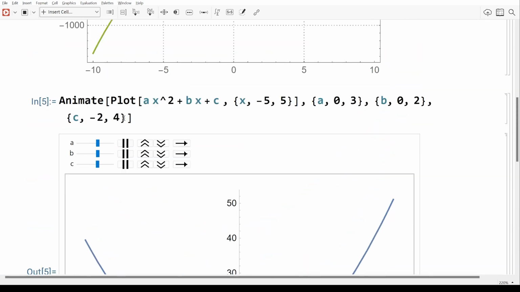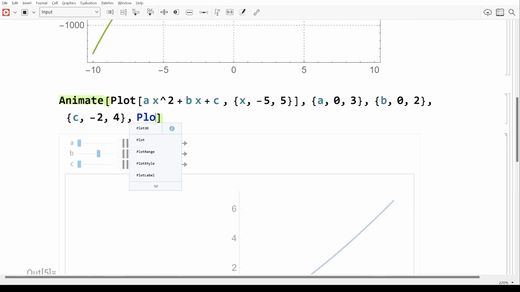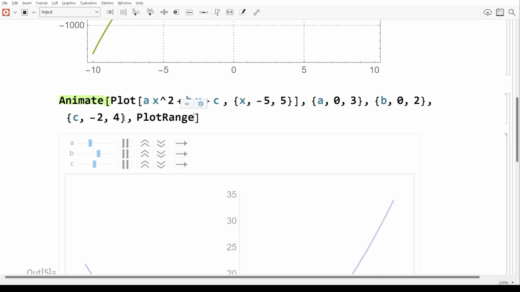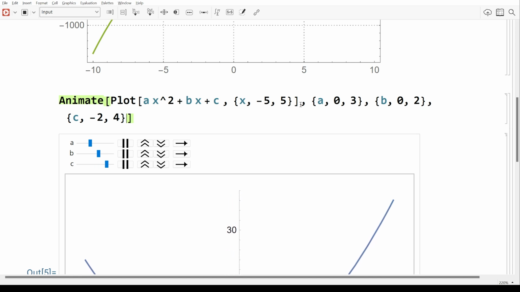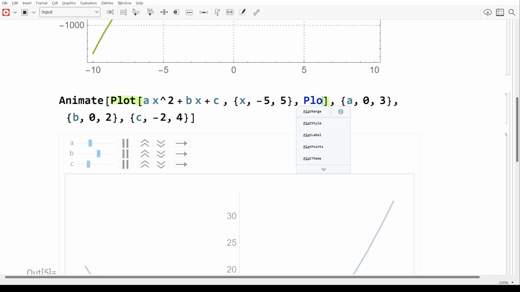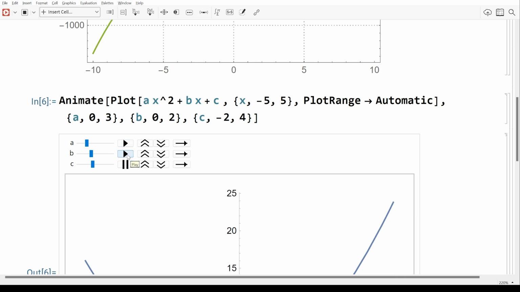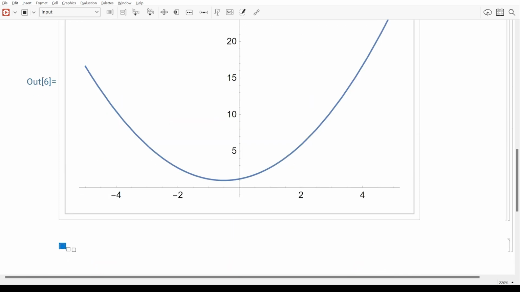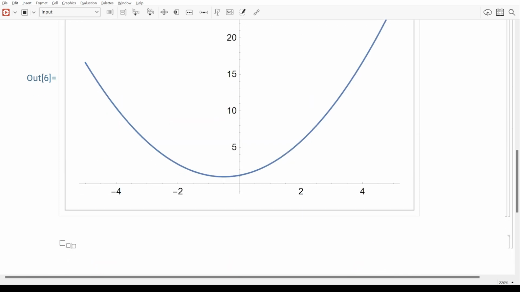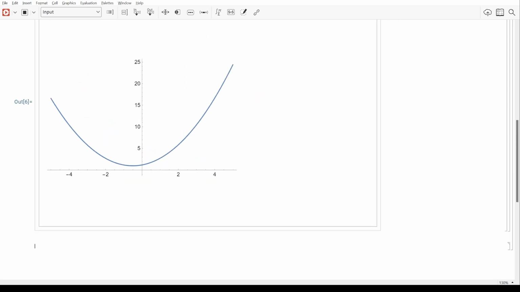Okay, this is working. However, the plot range is not very good. So let me fix that first, and then we'll get back into the animation. So plot range, automatic. Okay, let's now run this. All right, so I'll just use this. Oops, I didn't mean for that. I just want to zoom out.